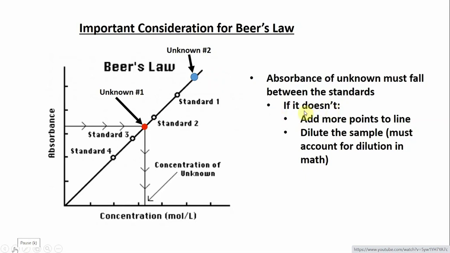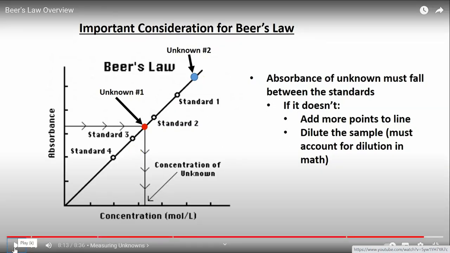If it doesn't fall in the range of our standards, one fix is to add more points to the line. Make a more concentrated or more dilute standard just to get it on the line. The other way to do it, and it is more common, is to dilute your unknown sample. So maybe unknown 2 is way too concentrated. I can cut it 50-50 with water. That may pull it down somewhere in between my standard points, which will give me a good result. Yes? No, no. So it should be between them all.